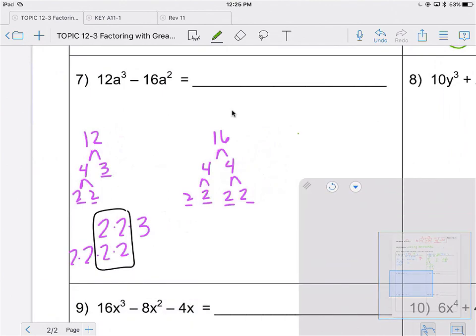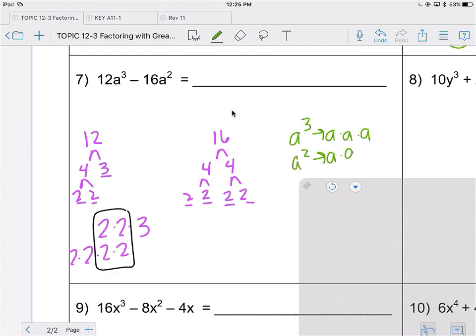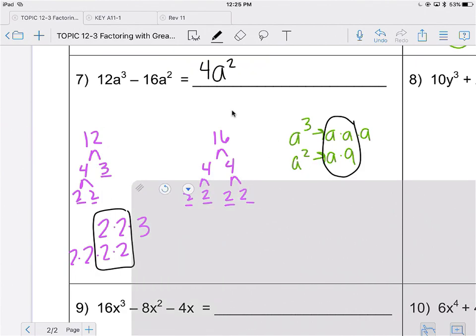Looking at my letters, a cubed is a times a times a. A squared is a times a. So these share an a times a. So they share a 4 and an a squared. My GCF, whatever I'm dividing by, goes underneath and then out front.